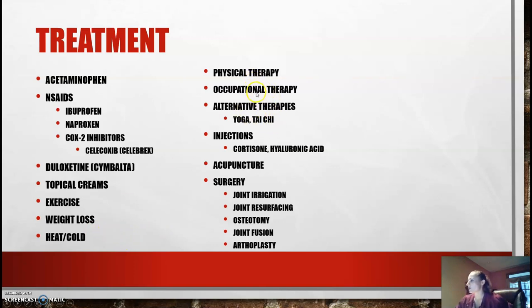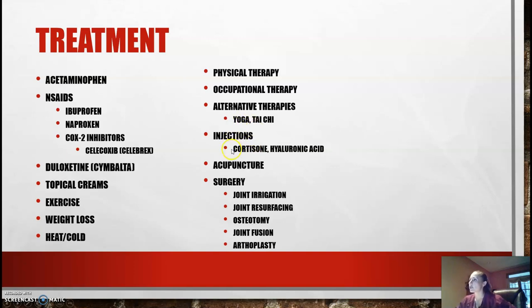Physical and occupational therapy, just know the difference between these two. Physical therapy focuses on the actual movement of the joint, and occupational therapy focuses more on function. So you may see in occupational therapy people are putting on shoes or making a meal, just demonstrating that they can perform those functions. Or in physical therapy, they may just be doing exercises. There are some really good alternative therapies like yoga and Tai Chi. Those are really great for joint movement and range of motion.